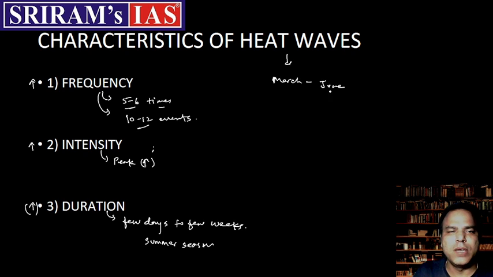So, how many times do heat waves affect India in a summer season? Around 5 to 6 times. But due to global warming this frequency is increasing, and 10 to 12 events have also been observed. The peak increase in temperature above the threshold is around 4.5 degrees Celsius for a normal heat wave.